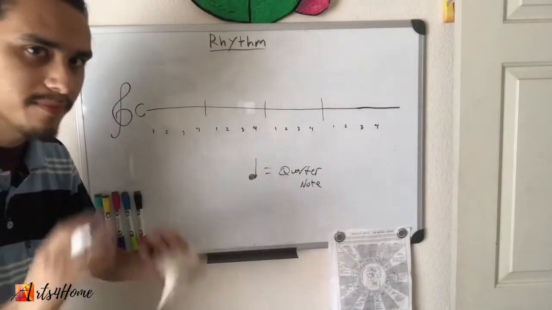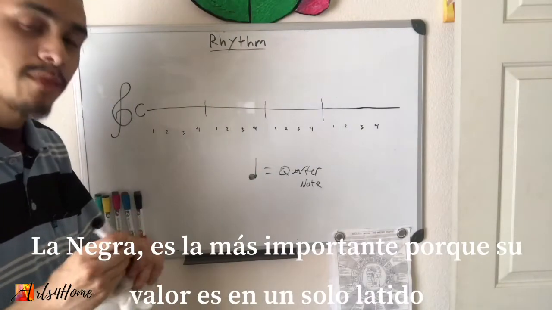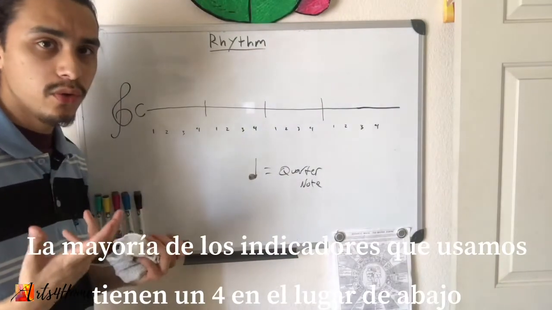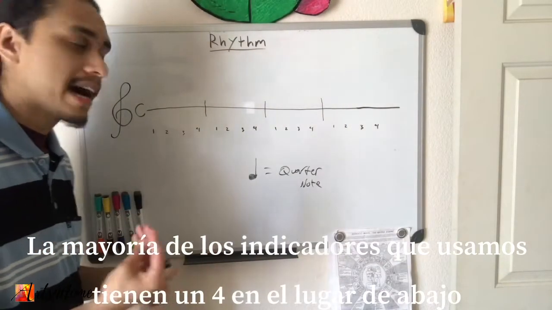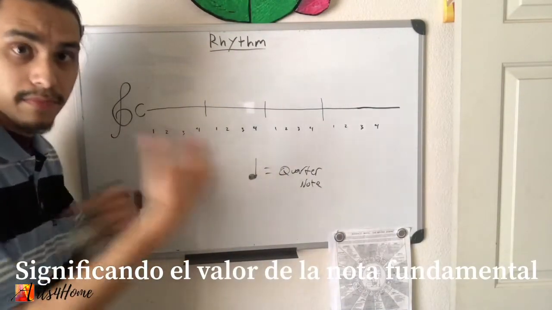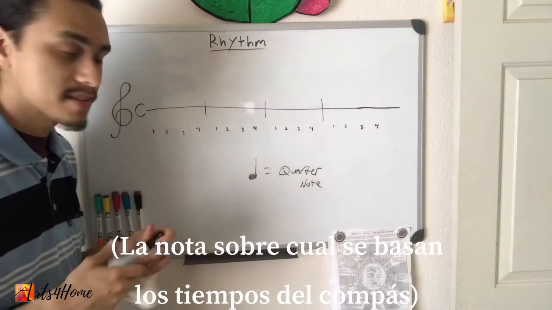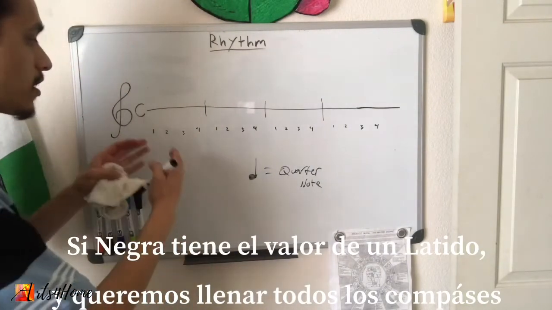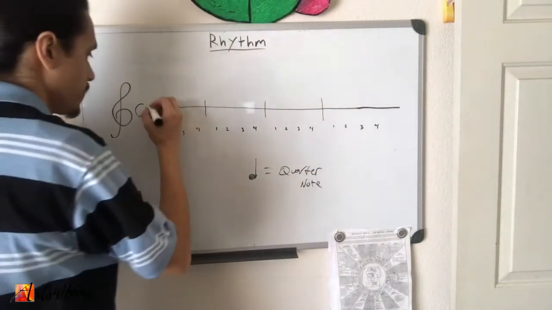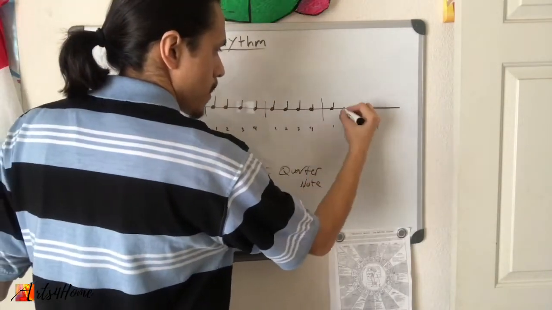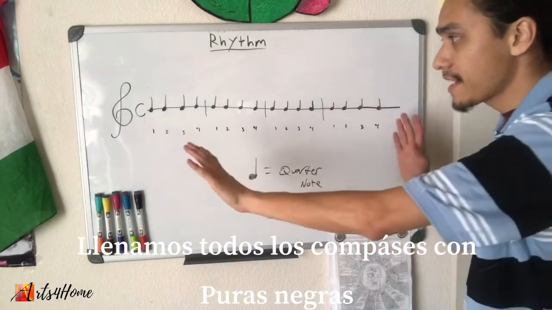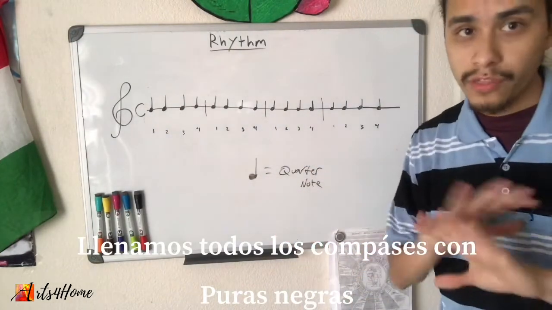I don't have the best handwriting, please don't make fun of me. So, a quarter note. Why is it the most important one? Well, because it's worth 1 beat. Most of the time signatures that you would use are gonna have a 4 on the bottom, meaning that it uses a quarter note as its basis for how we're going to count the beats. If a quarter note is worth 1 beat, then in order to fill up this whole thing with quarter notes, we would just put 1 quarter note on every beat. So now we have a quarter note on every single beat. We just filled up the entire 4 measures with nothing but quarter notes.